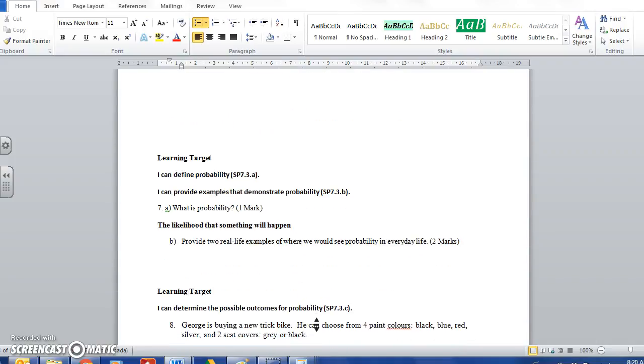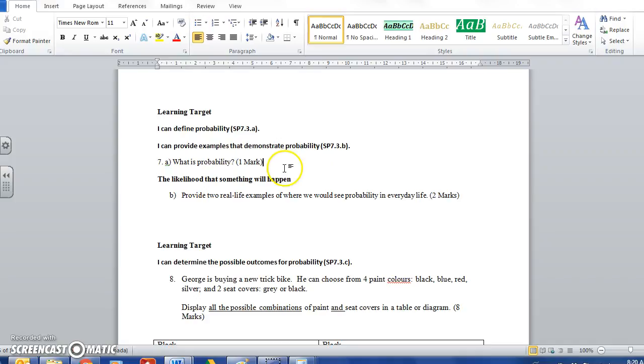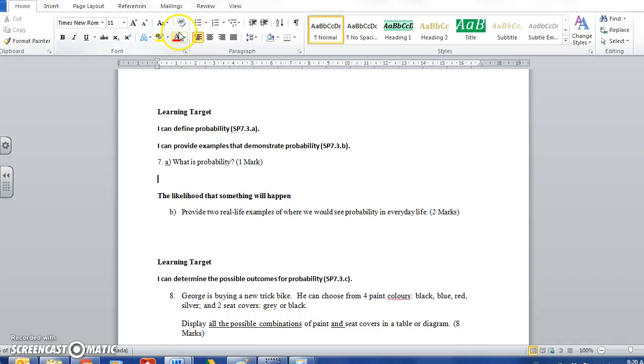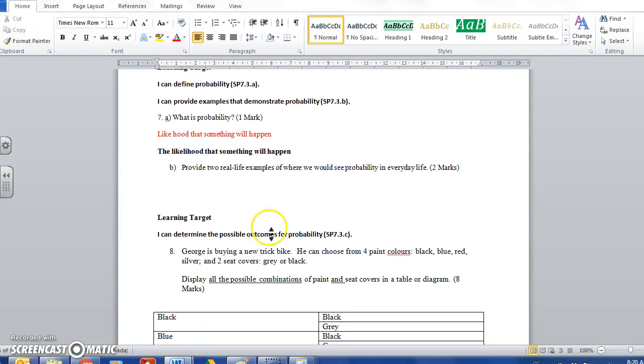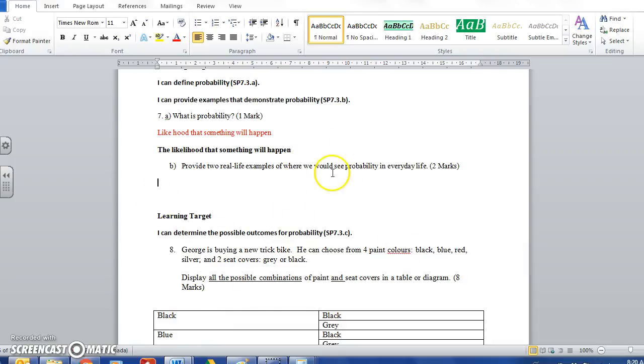Next, I believe we're moving on to probability. So probability is the likelihood that something will happen. So for example, if you flip a coin, what is the likelihood that you'll get heads or tails? There's one real life example. Real life examples for some of these might be flipping coins, rolling dice, whatever.